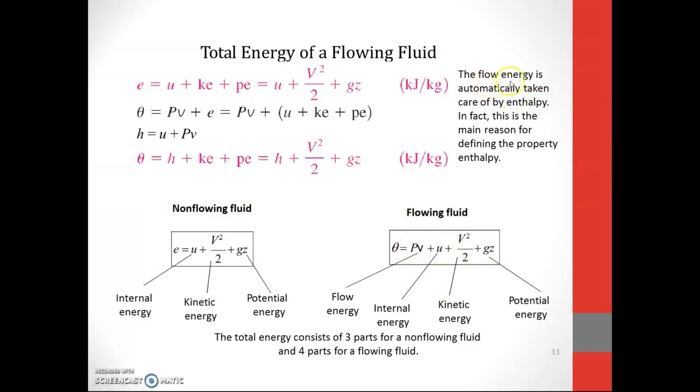The flow energy is automatically taken care of by enthalpy. In fact, this is the main reason for defining the property of enthalpy. So for a flowing fluid, theta also equals h plus V squared over 2 plus gz. We have enthalpy for flowing fluid as well.